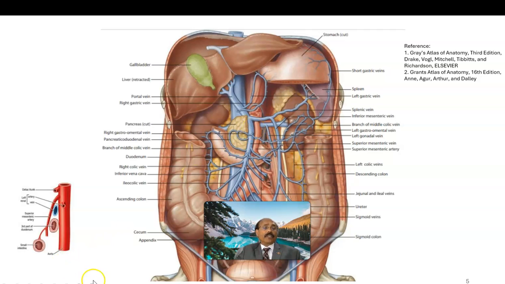Okay, we got that. We just discussed that the superior mesenteric artery, that is a branch of the abdominal aorta, ventral branch, supplies the derivatives of the midgut. It crosses the left renal vein and third part of the duodenum.